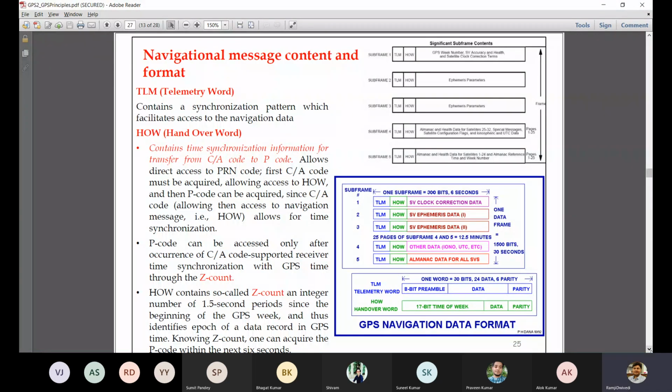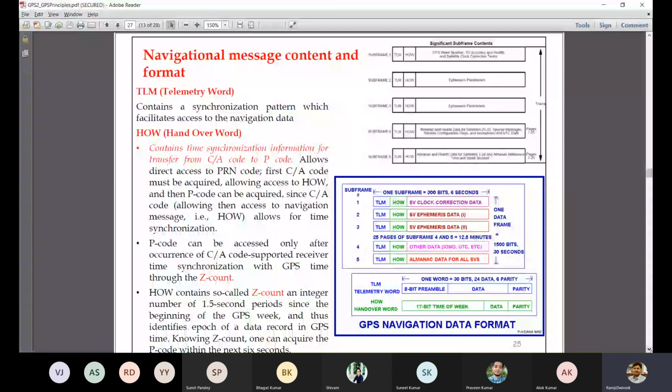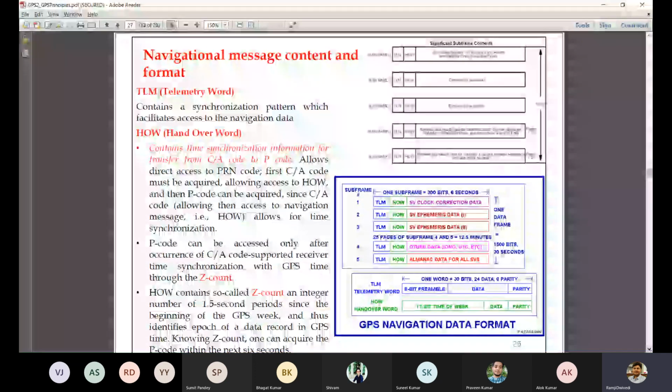So suppose you are switching on your receiver on Wednesday. It doesn't know if it is Wednesday or not. It is simply counting from Sunday midnight to another Sunday midnight to make it a full week. So let's say you have switched on the receiver on Wednesday. It simply accesses the CA code first, then the navigation message, the handover word. The handover word has truncated Z count information available. So what it does is try to estimate where you are in that Wednesday.